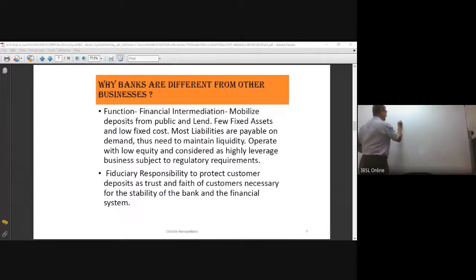You say current assets plus fixed assets equal current liabilities, long-term liabilities plus equity. I hope you can see this. This is a balance sheet of a bank.